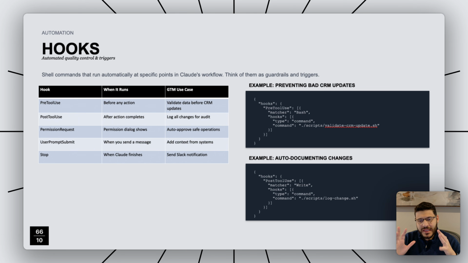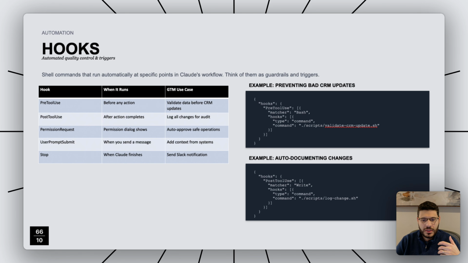Another thing in the Claude Code tool belt that is super helpful when you're working on this stuff is something called hooks. Hooks are kind of like the guardrails and the triggers that you need. For example, you can create a hook that attempts to prevent bad CRM updates, or auto-documents changes.